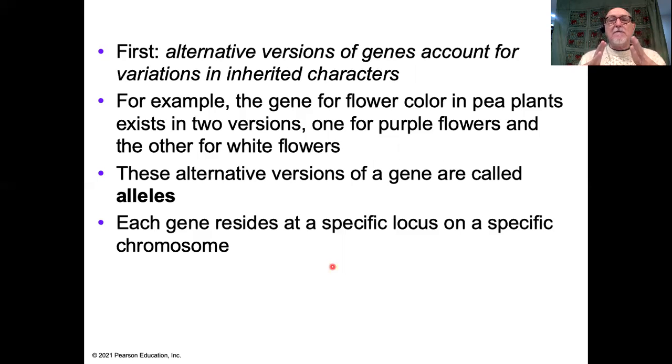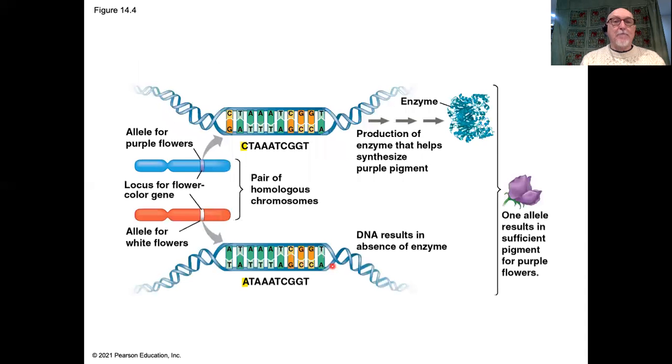So the gene for flower color in the peas exists in 2 versions, one for purple and the other for white. And we call those 2 versions the alleles. We say there are 2 alleles. There's a purple allele and a white allele. The important thing about the alleles, they reside at exactly the same place on homologous chromosomes. So they occupy exactly the same position on the homologous chromosomes, a specific locus on a specific chromosome.